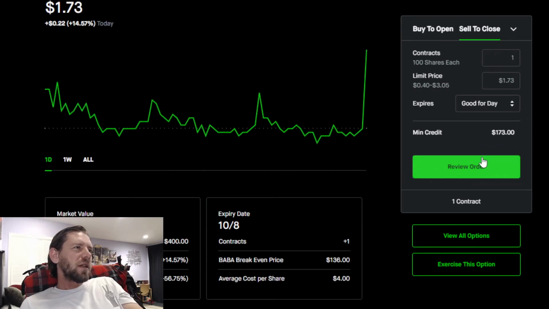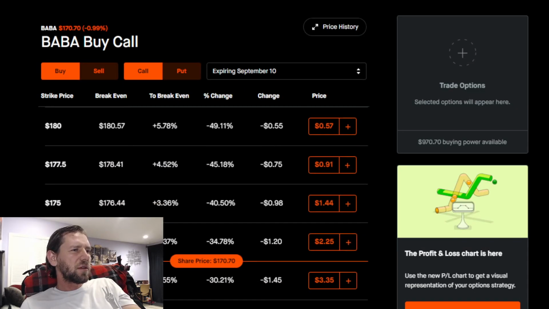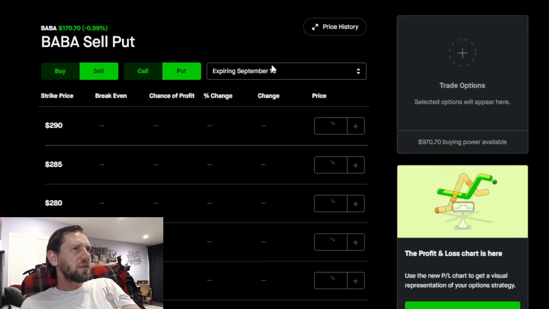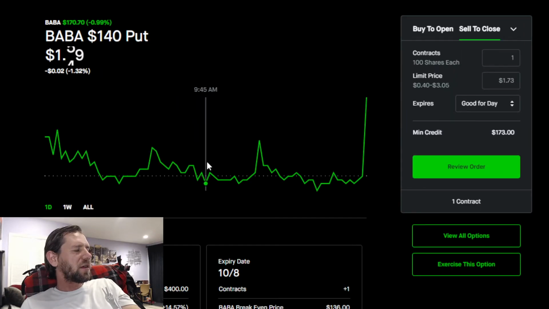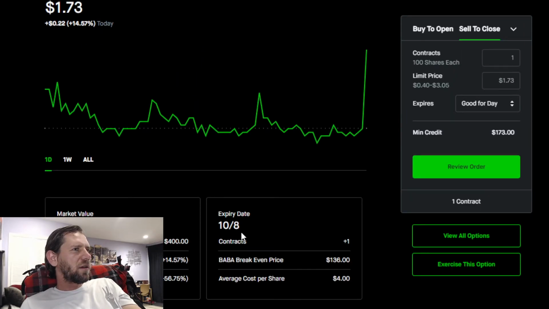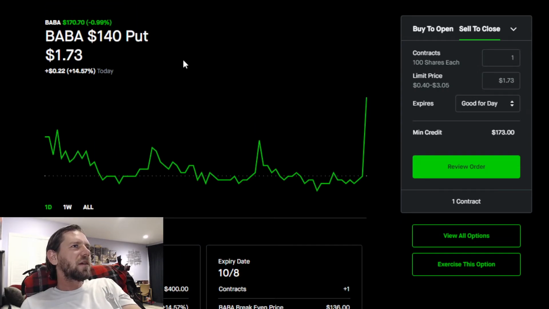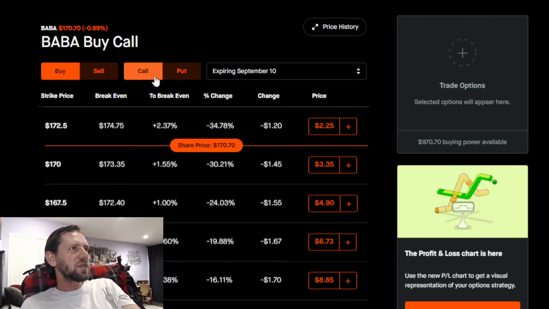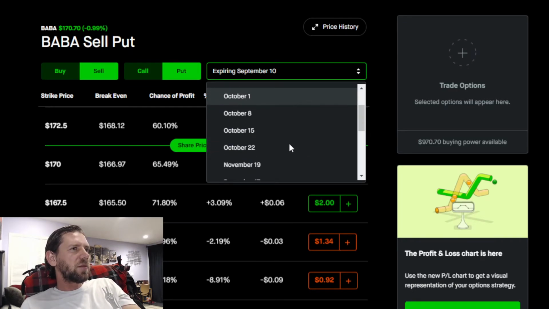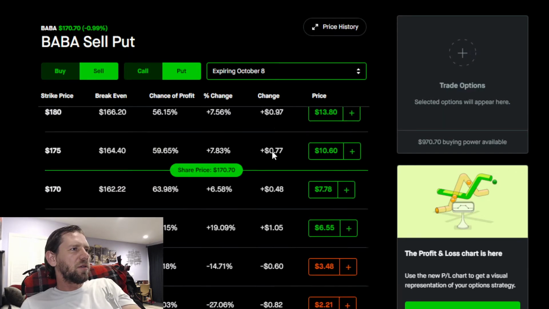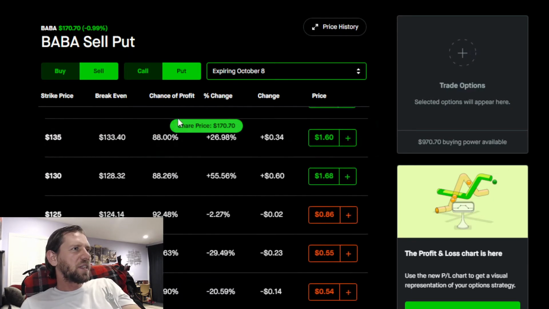Okay, now let's go to the options wheel, view all options. Once we go to the options wheel, we go to sell put. We pick a date. Do you guys remember what the expiration date was on that? Expiry date 10/8. Okay, so let's see. View options, sell put, and then 10/8, October 8th. Cool. We scroll down until we find it, and there it is.